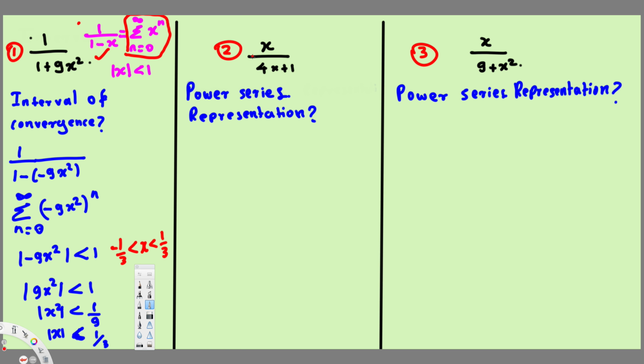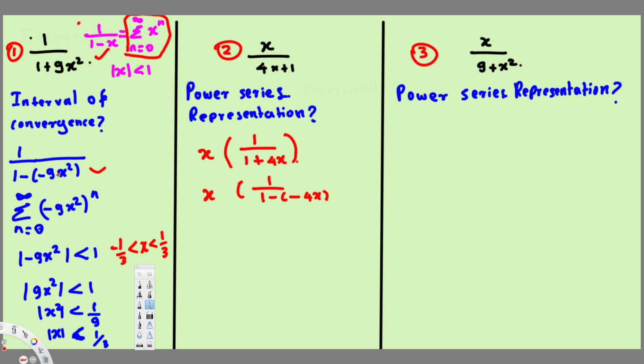So here what we can do is take the x common, right? And if I take x outside, this is going to be 1 over, instead of writing 4x plus 1, I can write this one as 1 plus 4x, right? Now, but we have to have 1 minus a value, right? That's the main thing here. So to get that, we can write this one as x times 1 minus negative 4x, like we did right here.